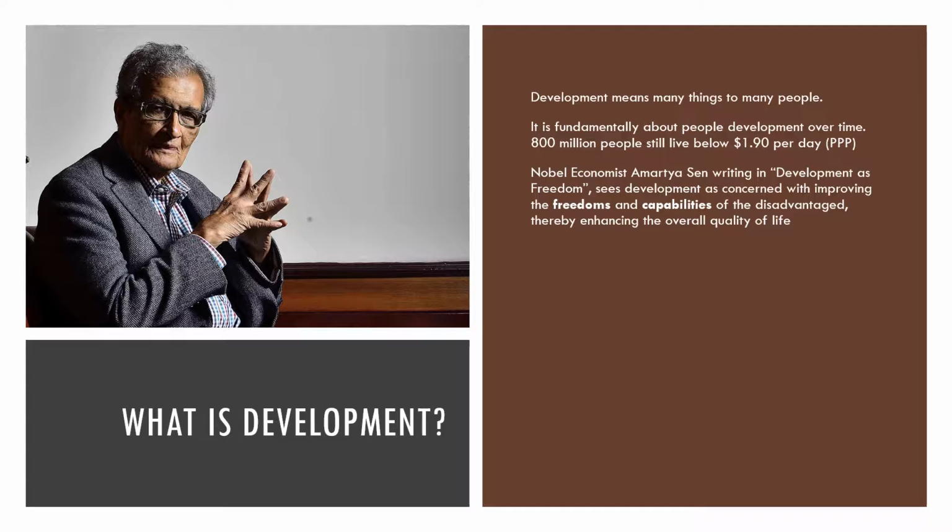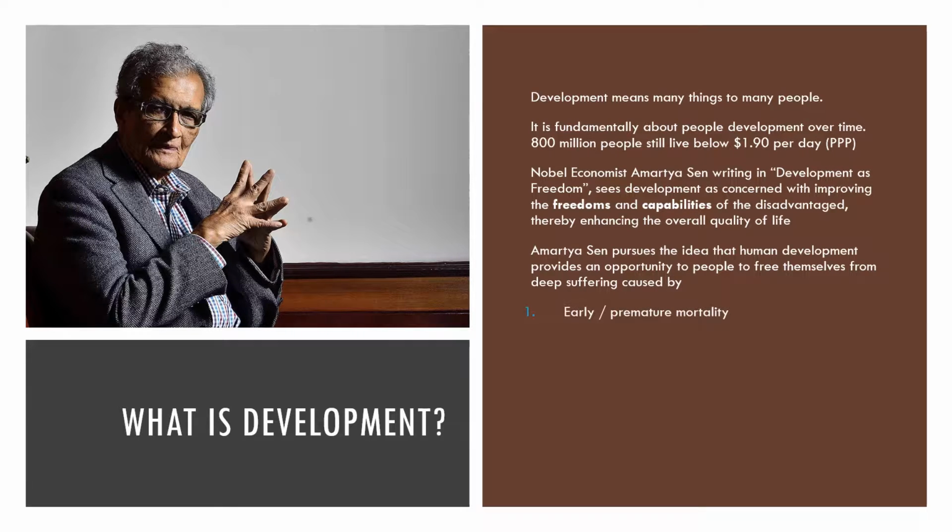The Nobel economist Amartya Sen, pictured here, has seen development as concerned with improving the freedoms and the capabilities of the disadvantaged, thereby enhancing the overall quality of life. He views the idea that human development provides an opportunity for people to free themselves from suffering caused by early death, persecution and intolerance, starvation and illiteracy. And so development is trying to encompass these things. We're going to look at how we might measure economic development.